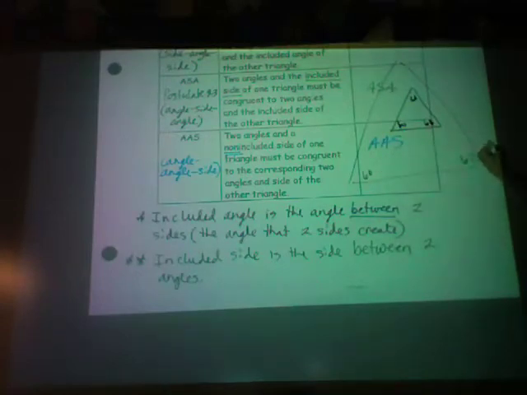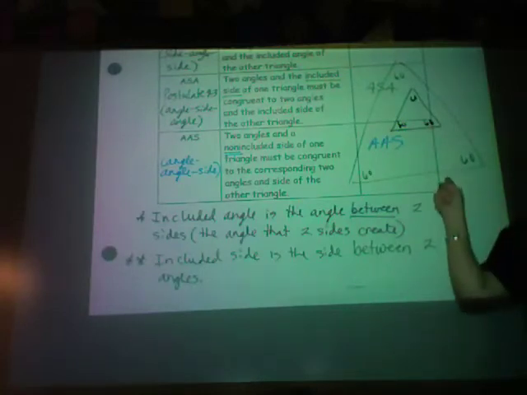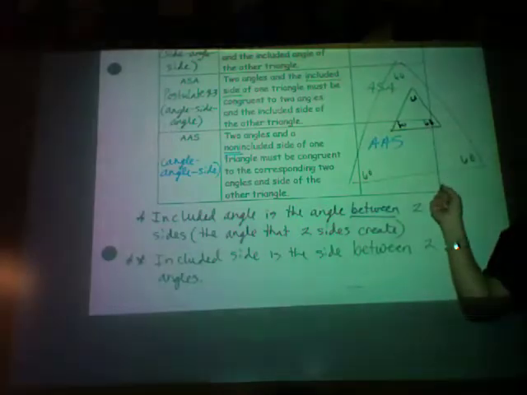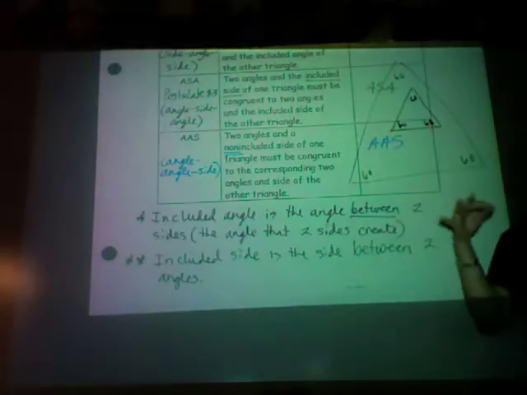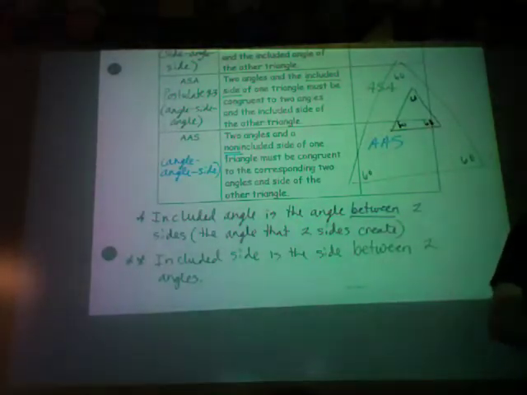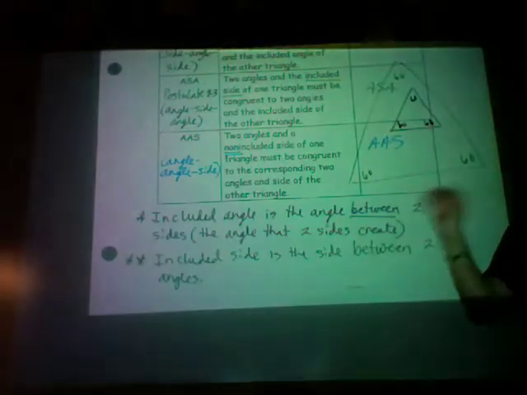60, 60, 60. So if all I gave you was the angles for 60, 60, 60, and they were congruent on both triangles, are those two triangles congruent? No. So just having the interior angles of a triangle does not make them congruent. Having the three sides does, but AAA will not prove a triangle congruent.